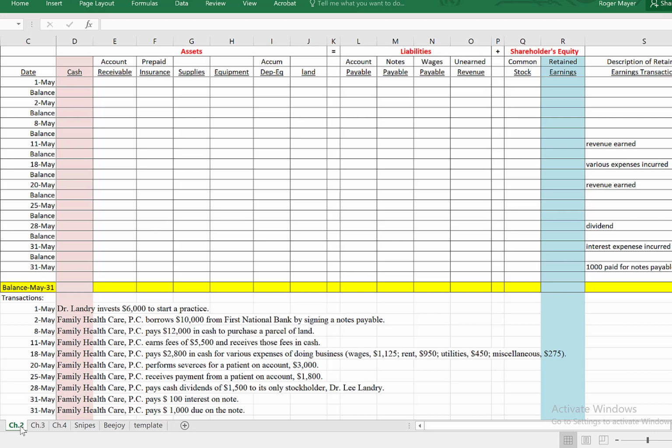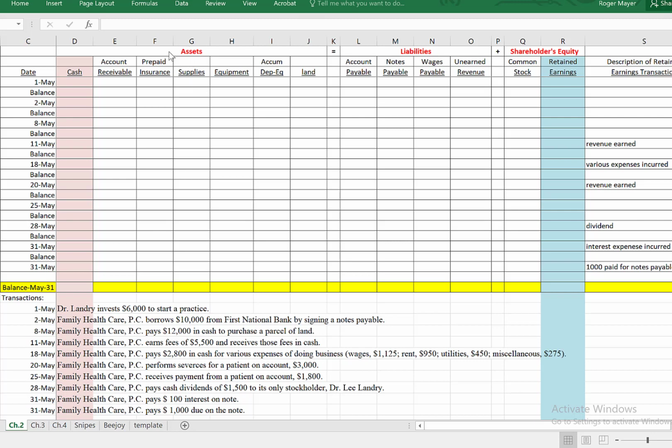However, the background of this is that we are conducting transactions for the month of May. May is when the business began. Dr. Landry set up this business on May 1st, and we'll go through the first transaction. And then what's taking place is that the business, which is Family Healthcare, begins to complete transactions.